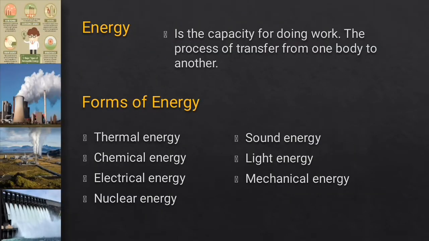Energy. It is the capacity for doing work, the process of transfer from one body to another. It is also known as a power derived from the utilization of physical or chemical resources, especially to provide light and heat or to work machines. And there are different forms of energy.